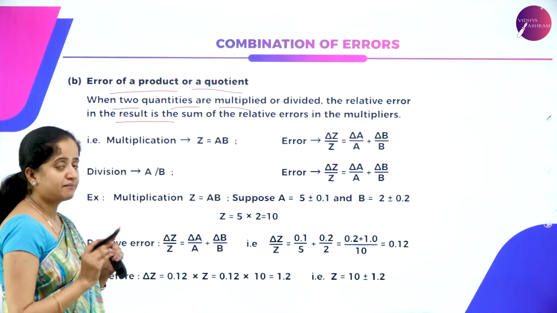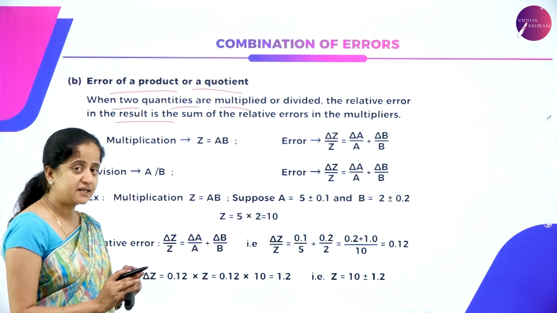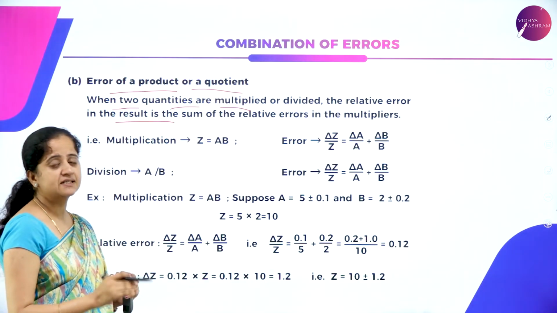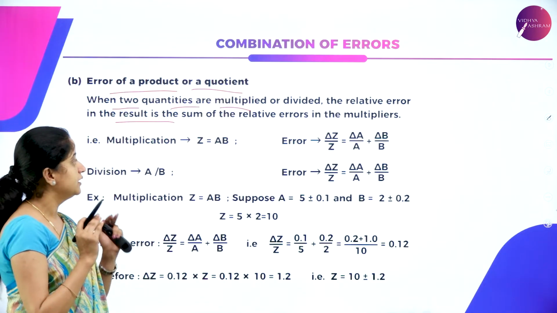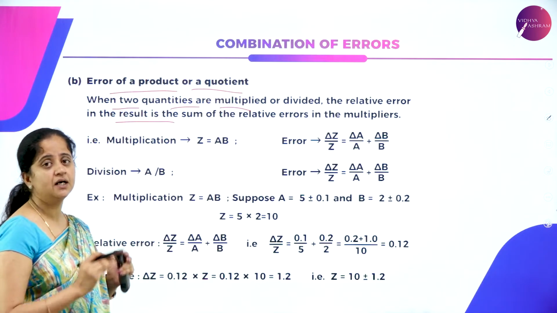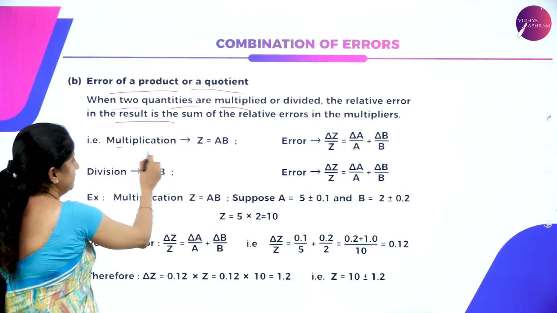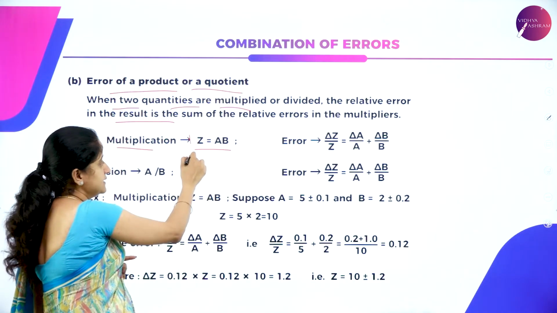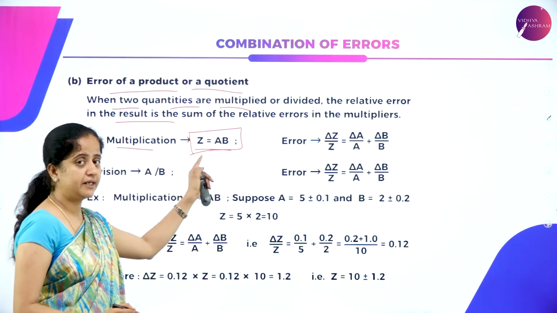When two quantities are multiplied or when two quantities are divided, the relative error in the result is the sum of the relative errors of the individual quantities, or the sum of relative errors in the multipliers. Suppose we are doing multiplication. A and B are the two quantities we have, and Z is the result. So Z is equal to A into B.